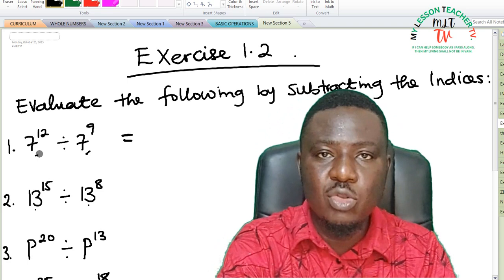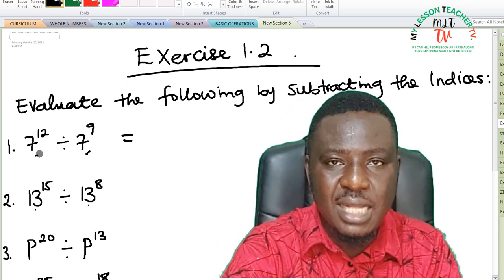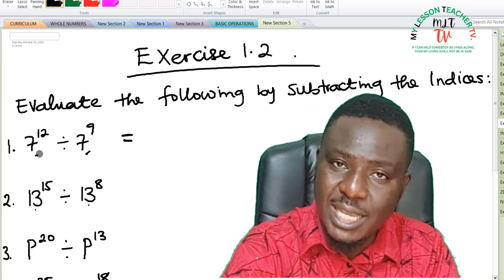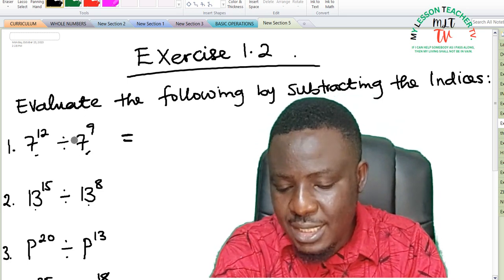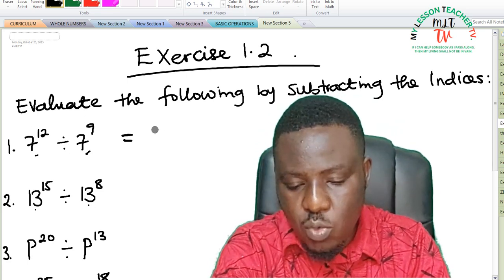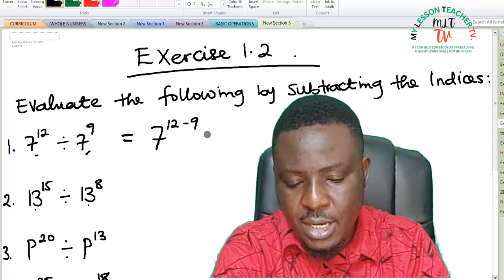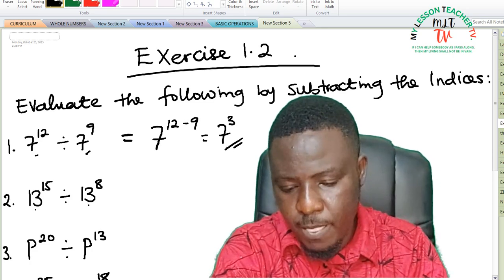Subtraction is not commutative. What I mean by that is that A minus B is not equal to B minus A. Okay, so it is always you subtracting this from this. So this is equal to 7 raised to the power of 12 minus 9, which is equal to 7 raised to the power of 3.